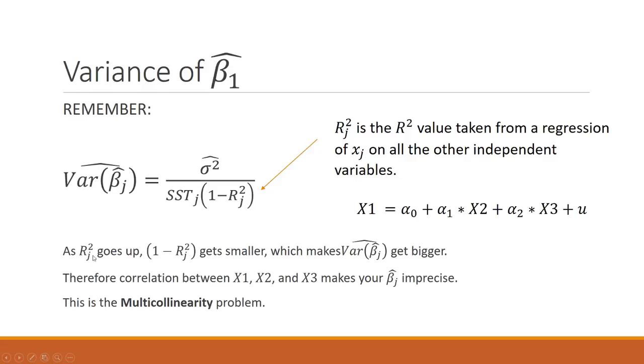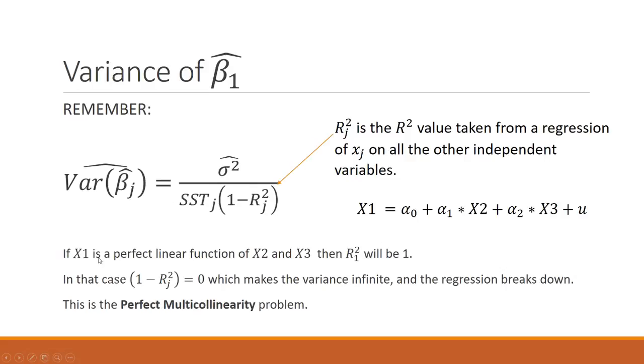So as R squared goes up, then 1 minus R squared goes down, it gets smaller, which makes the variance of beta 1 hat get bigger. Therefore, the correlation between x1, x2, and x3 can make your beta 1 hat estimate imprecise. And this is the multicollinearity problem. It makes your beta 1 hat estimate imprecise.